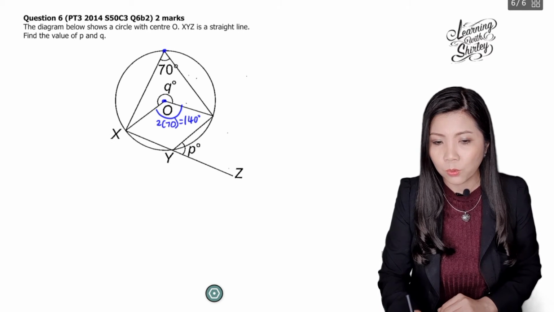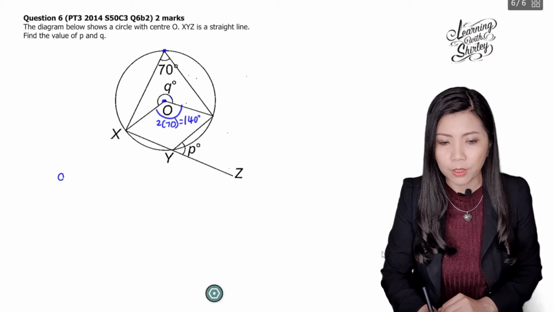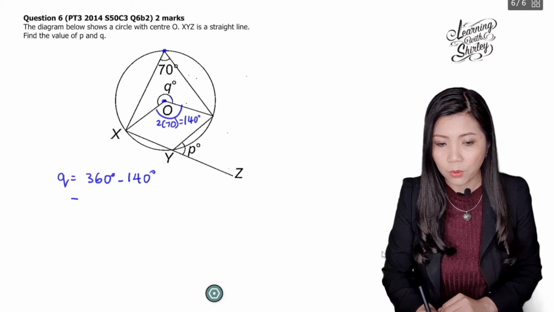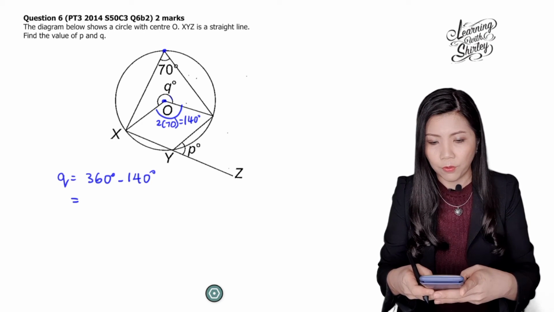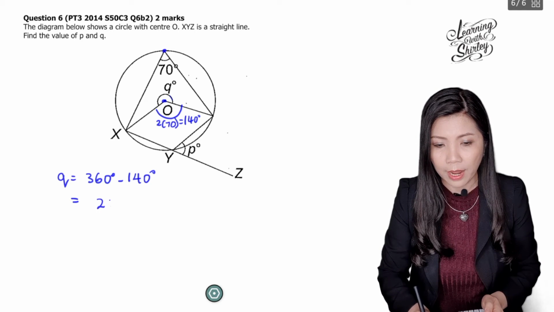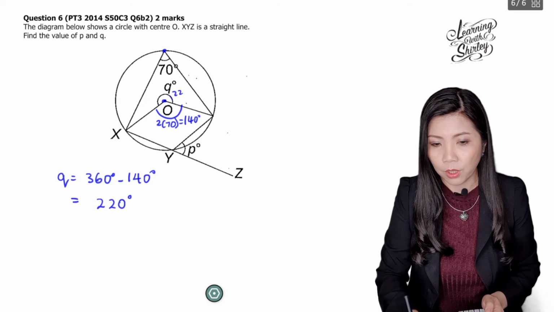So this is one whole turn. One whole turn is 360 degrees. So to find Q, I'm going to use 360 degrees minus 140 degrees. Let's find this out. 360 minus 140 will get 220. So this is 220 degrees.